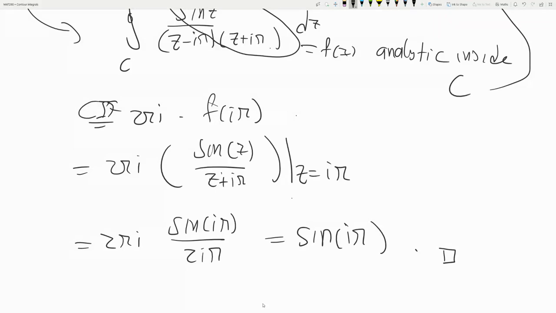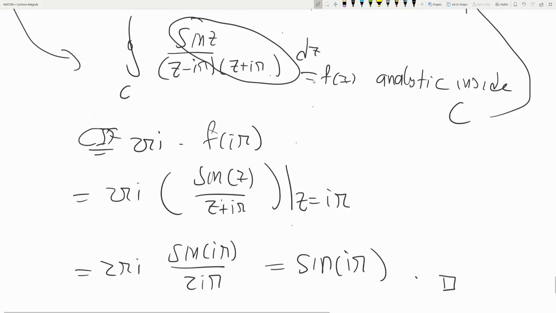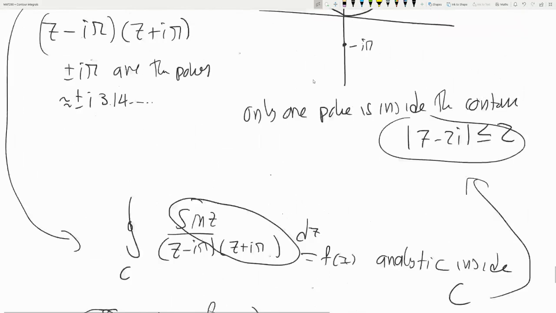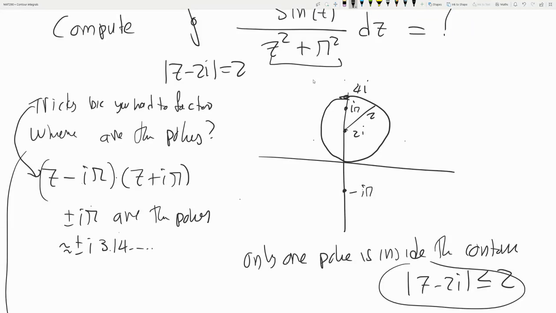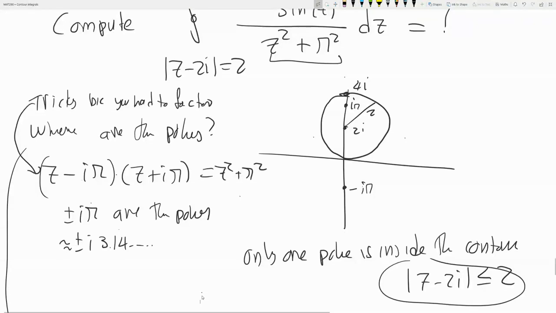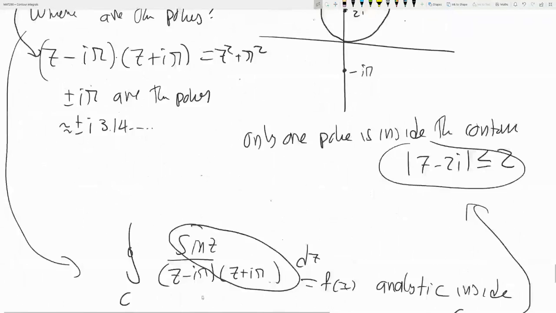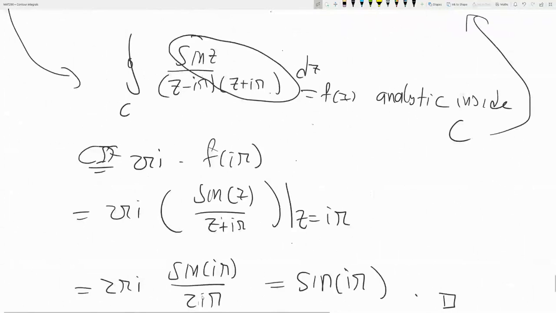Okay. So this was a bit tricky because you had to factor. So this is z squared plus pi squared. Okay, let's do another example.